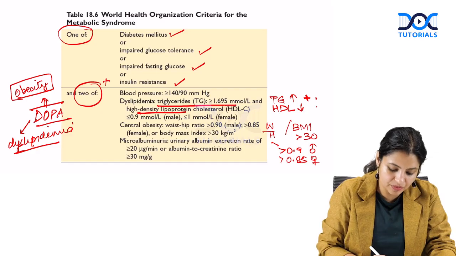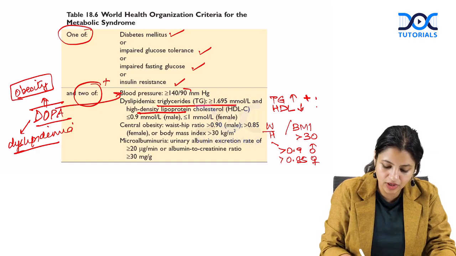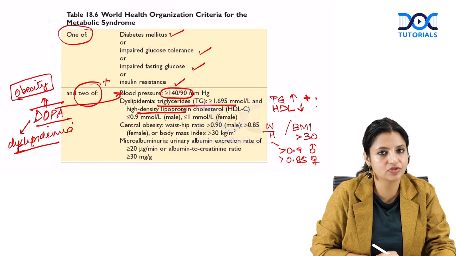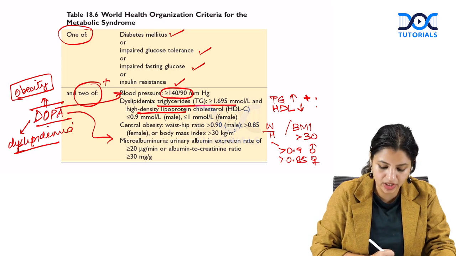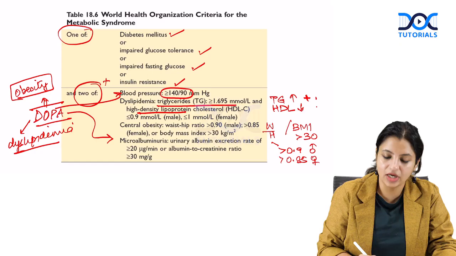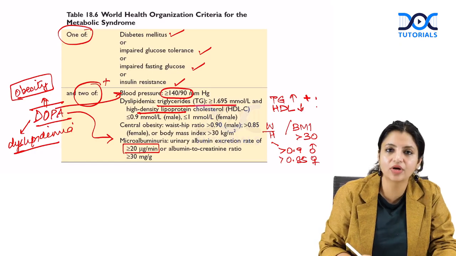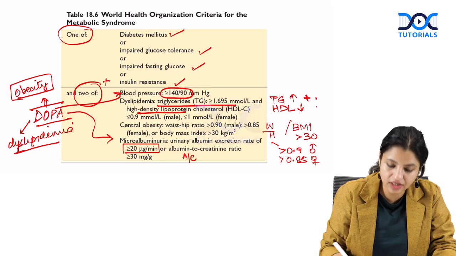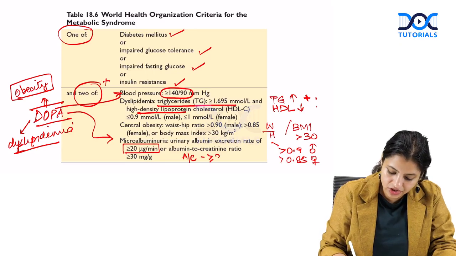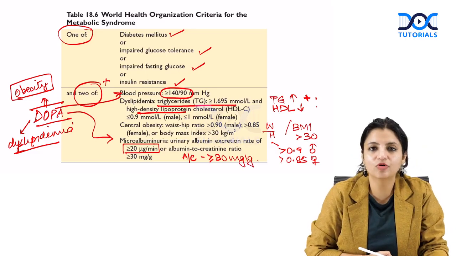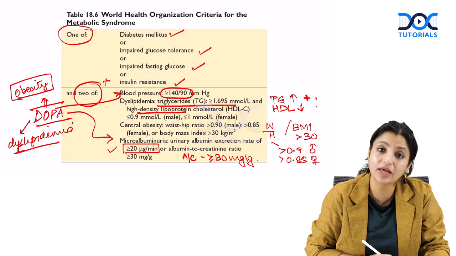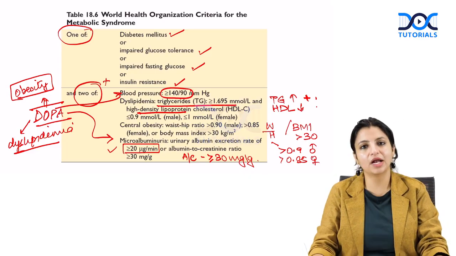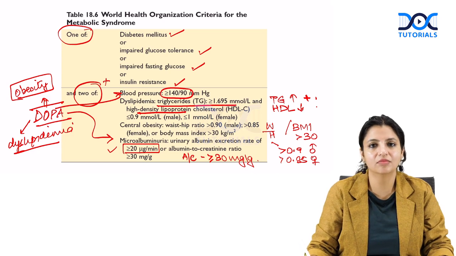Okay, then P is pressure. Okay, blood pressure. How much? More than 140/90. So that is blood pressure. And A is albuminuria. It should be microalbuminuria. Okay, microalbuminuria. So either you take urine albumin, which is more than 20 microgram per minute, or you take albumin to creatinine ratio. That is also a very good marker. And this is more than 30 milligram per gram. So albumin is coming in the urine. It is microalbuminuria usually. So either you take albumin excretion that is more than 20 microgram per minute, or you take albumin to creatinine ratio, which is more than 30 milligram per gram.